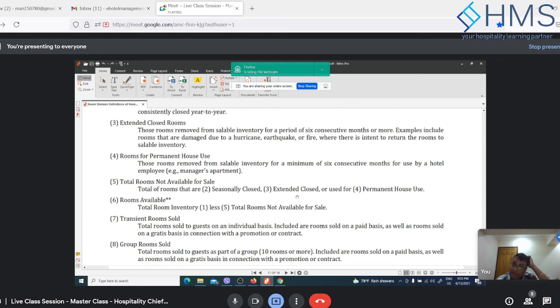I mean, we ask them to vacate the room, and then we give it to the guest. So that's the criteria here for permanent house use: to see whether we can sell the room on short notice or cannot. If yes, we normally would like to remove the room from the available inventory, because we want to sell as much as we can. So the rooms which are not available to sell are only those closed, seasonally closed, extended close, or permanent house use. And the available rooms will be room inventory minus these three categories only.